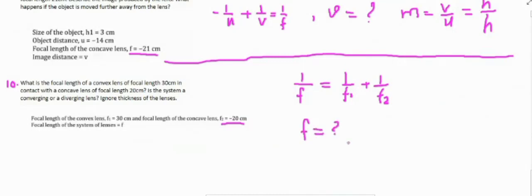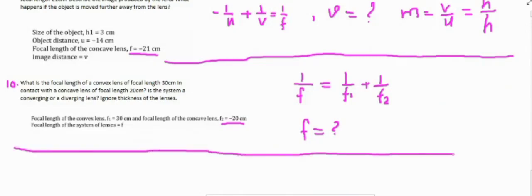Then if you get the effective focal length positive, then it is converging. If the effective focal length is negative, then it is diverging. That is the concept. I repeat, if f is positive, converge. If f is negative, then diverge.